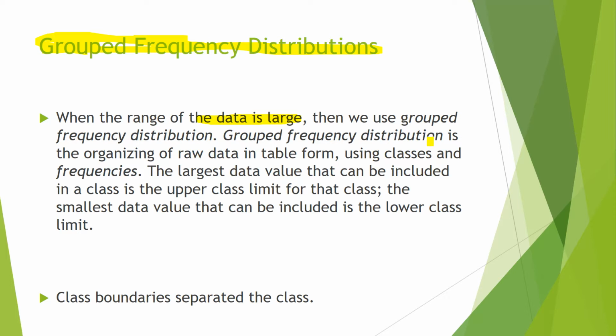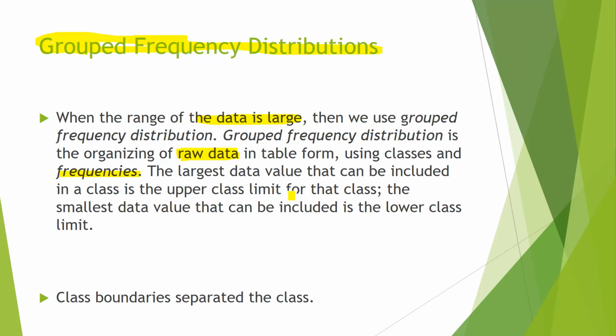Group frequency distribution is the organizing of the raw data. And what is the meaning of raw data? The data which we obtain initially is called the raw data, or primary data, or the source data. So we organize the raw data in the form of a table using classes and frequencies. This is called the group frequency distribution.